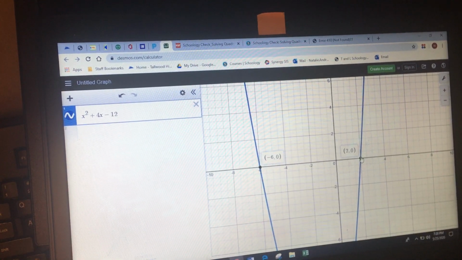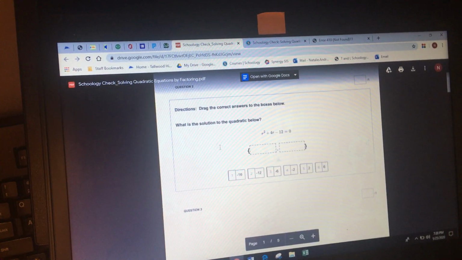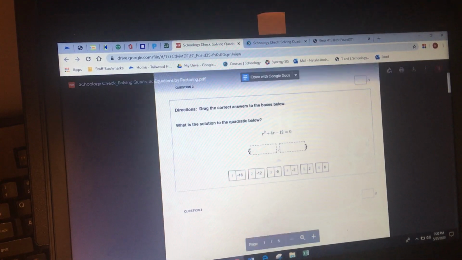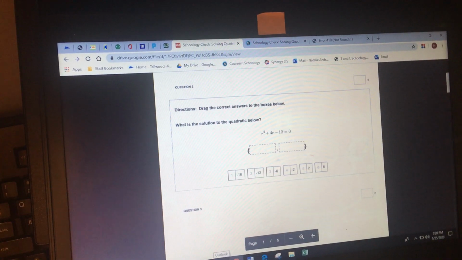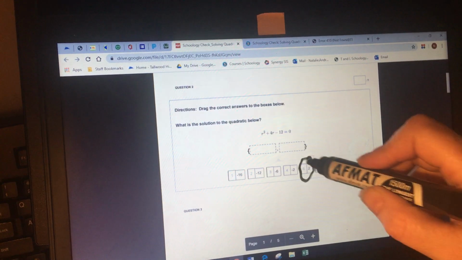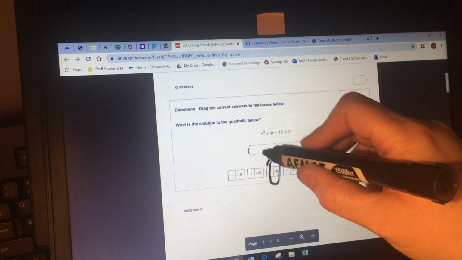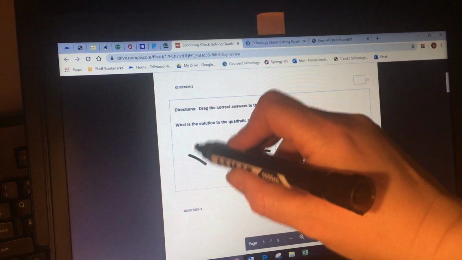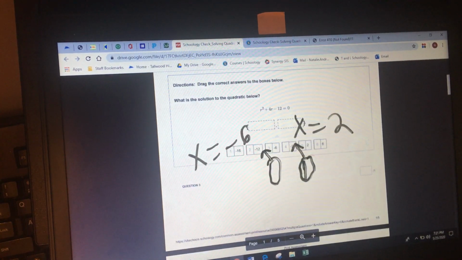So let's go back to the worksheet. So -6 and 2. So you're just going to write x equals, or you're going to drag, whatever lets you. 2, so that's choice right here. Oh, there you go. There's your answer choice, and -6 right there. So those were the ones that would go up there. And it would be x equals 2, x equals -6. Okay, number 2. All right, let's get to number 3.